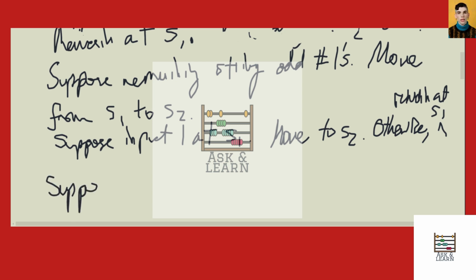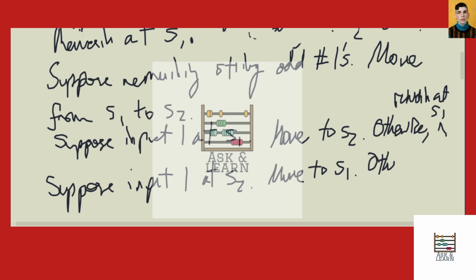Now suppose that the input is 1 at S2. So at S2 we had an odd number of ones, and so now we have an even number of ones. So we're going to move to S1. Otherwise, if the input is a 0, then we're going to remain at S2.